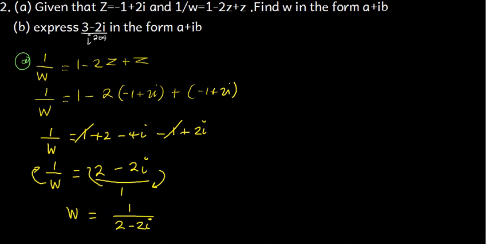Now at this point we want it to be written in the form a plus ib, but we can conjugate. So we're going to multiply the denominator and the numerator by its conjugate. The conjugate of a complex number is just changing the sign of the imaginary part. So we're going to multiply by 2 plus 2i, over 2 plus 2i. And so that is going to give us w being equal to 1 times 2 plus 2i will be 2 plus 2i. And that will be divided.